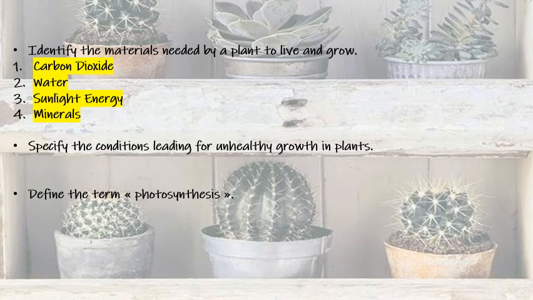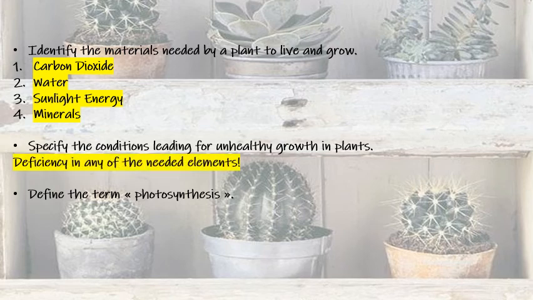What leads to an unhealthy growth? Easy question. When a plant misses something of these 4 needs, when the plant has not enough carbon dioxide, when the plant has not enough water, when the plant has not enough sunlight energy, when the plant misses some or all of the minerals, the plant cannot grow healthy and it will die after a while. So, when there is not enough of one of these needed elements, the plant will be sick and it will die at the end.